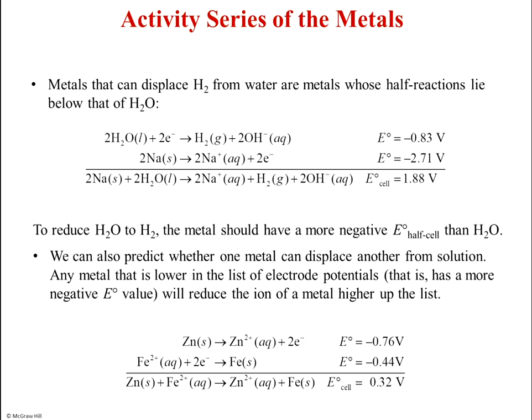And water's standard reduction potential is minus 0.83 volts. So any metal that has a standard reduction potential more negative than negative 0.83 volts can react with water to displace hydrogen gas. An example is shown here with sodium. Sodium can go to sodium ion plus an electron, and those electrons can be given to water to produce hydrogen gas and hydroxide. So in this case, that electrochemical cell will have a voltage of plus 1.88 volts. It's a very favorable spontaneous reaction.